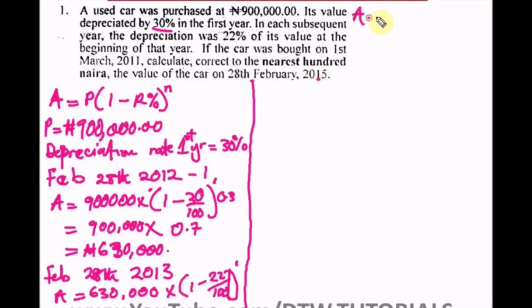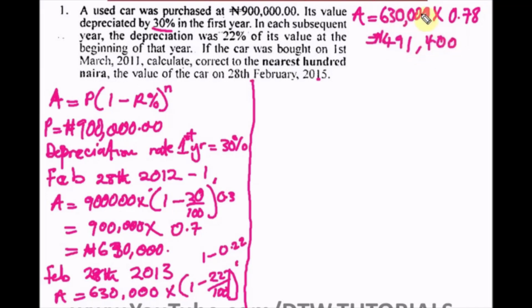So here we have A is equal to 630,000 times, this is 1 minus 22 over 100, that is 1 minus 0.22. And 1 minus 0.22 will give us 0.78. So when we punch in our calculator, this value is going to give us 491,400. All right, so this is the amount in the year 2013.